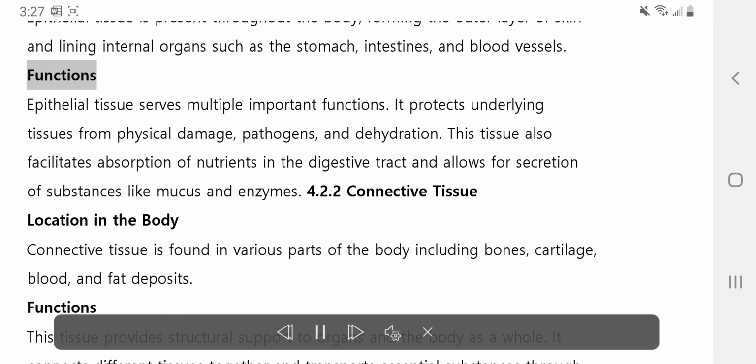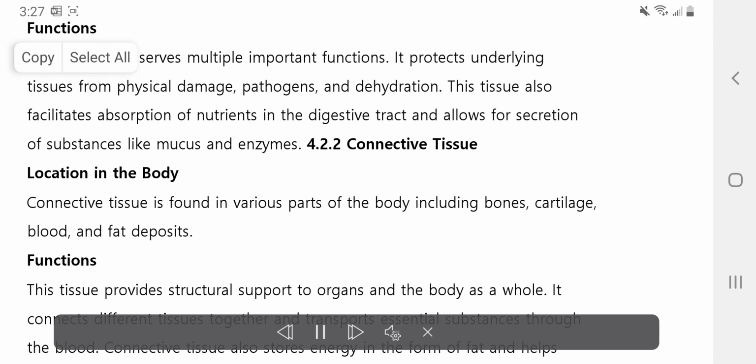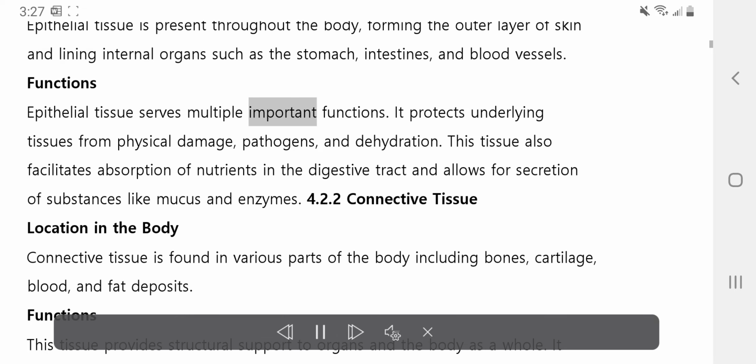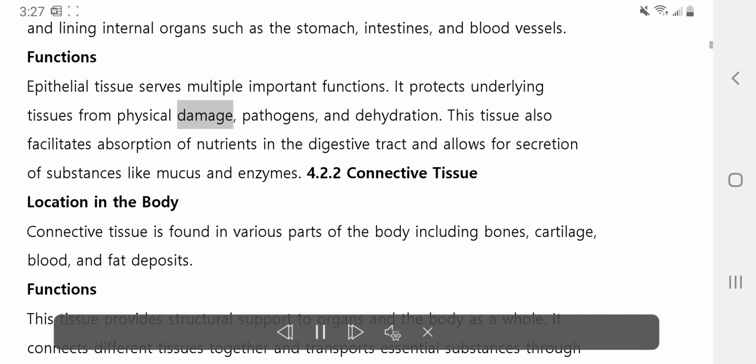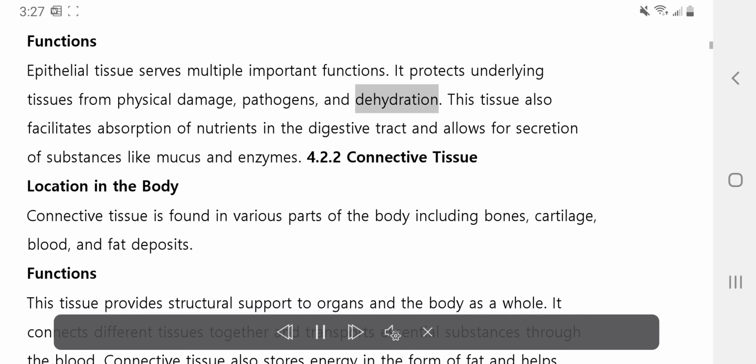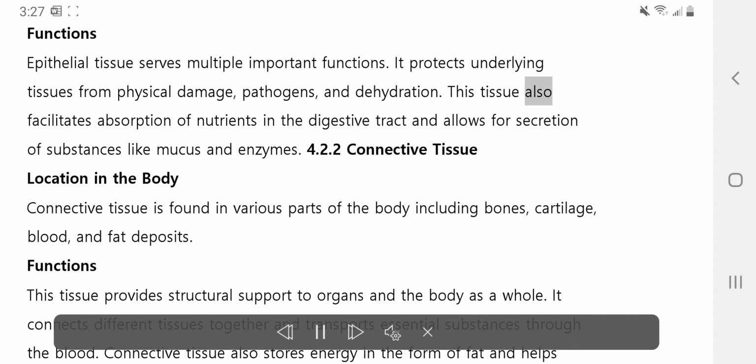Functions. Epithelial tissue serves multiple important functions. It protects underlying tissues from physical damage, pathogens, and dehydration. This tissue also facilitates absorption of nutrients in the digestive tract and allows for secretion of substances like mucus and enzymes. For point 2.2 Connective tissue.